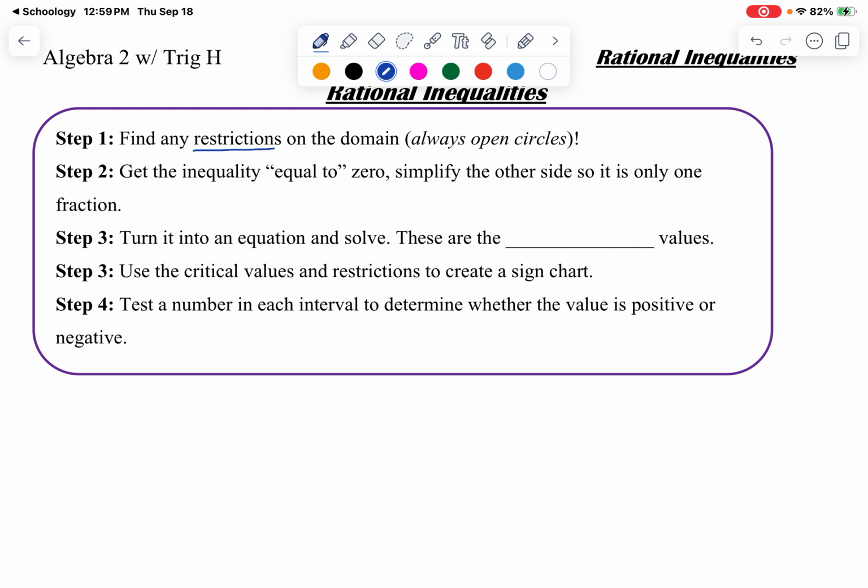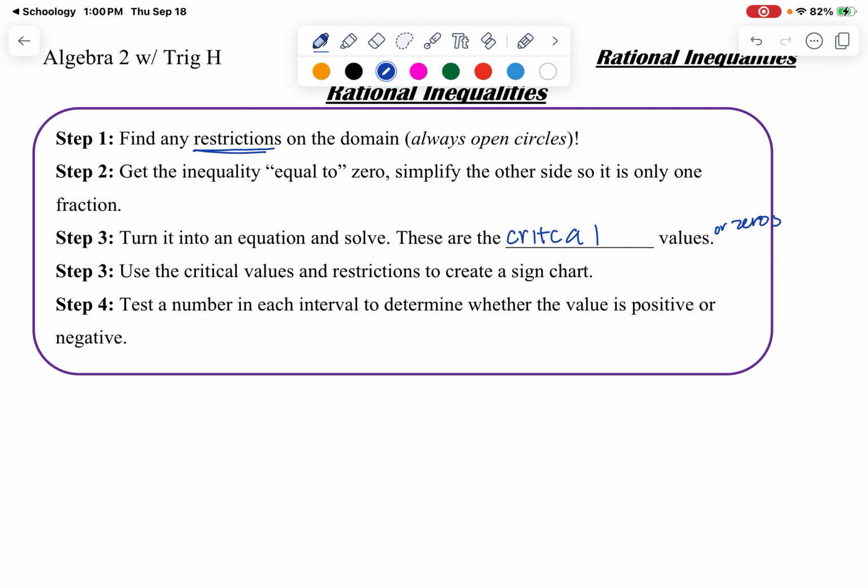And then from there, it's the same thing as polynomial inequalities. You're going to get the inequality equal to 0, or just pretend that it's equal to 0. It has to have 0 on one side and then just a single fraction on the other. And we'll see what happens when it's not. And then you're going to turn it into an equation and solve it. Once again, these are called the critical values, or the zeros. Okay? So there's restrictions, that's what x cannot be equal to. And then there's those critical values, which are our zeros.